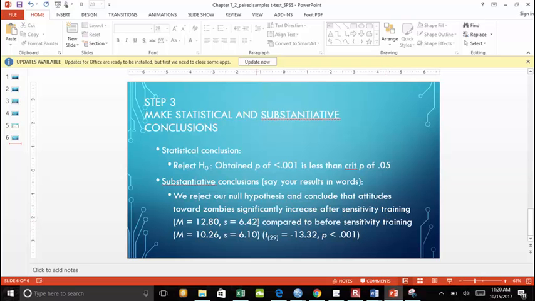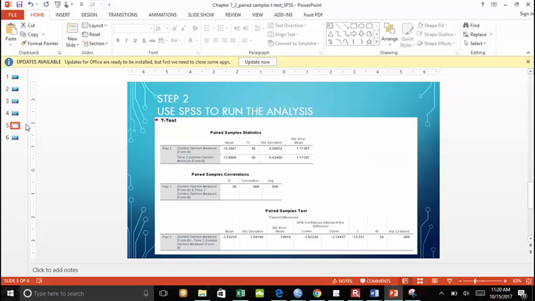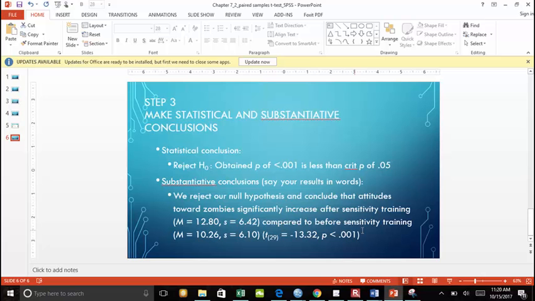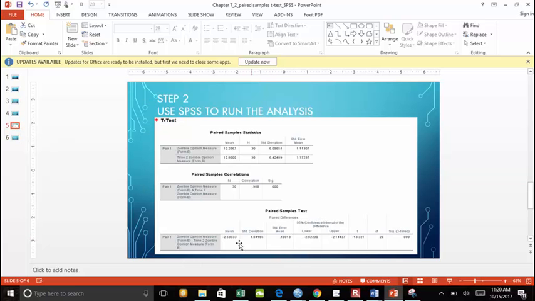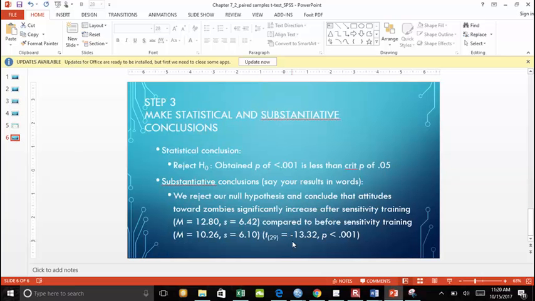with the mean and standard deviation that come right from your SPSS printout, 12.8, etc., compared to before sensitivity training. Here's your mean, here's your standard deviation. T with 29 degrees of freedom, and I'm using this printout here, is negative 13.321, negative 13.32, P less than 0.05.